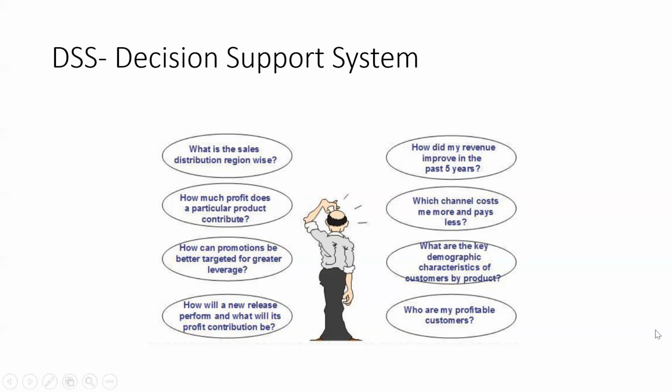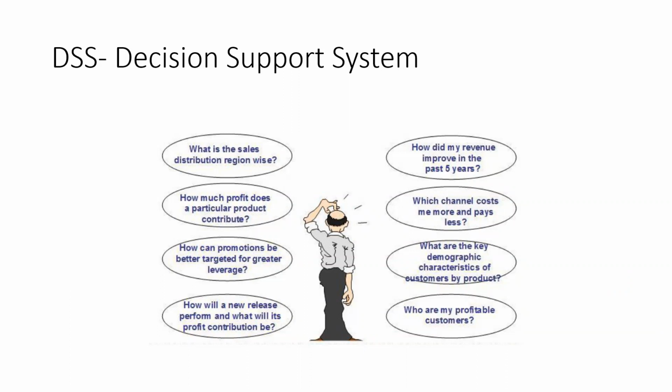With a decision support system, they can make easy decisions on top of their business. For example, what is the sales distribution region-wise? How much profit does a particular product contribute? There are lots of questions like these. Those are called KPIs as well. We'll be learning what a KPI is maybe in tomorrow's session.